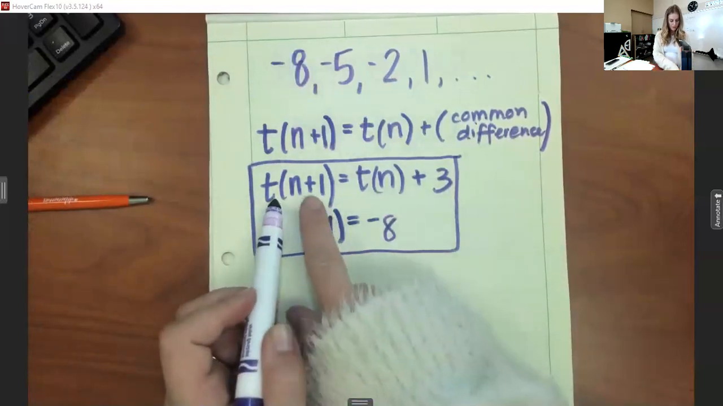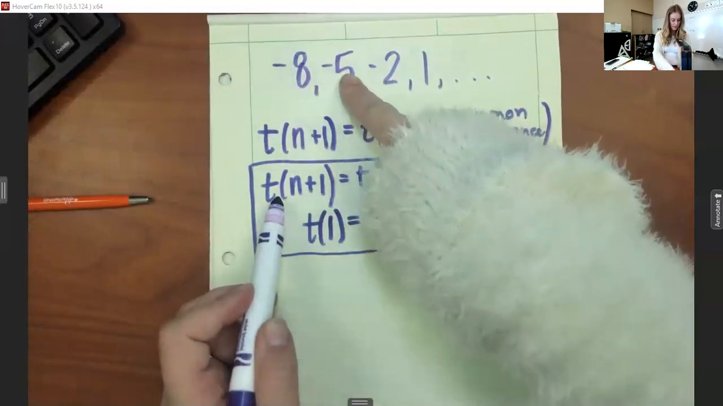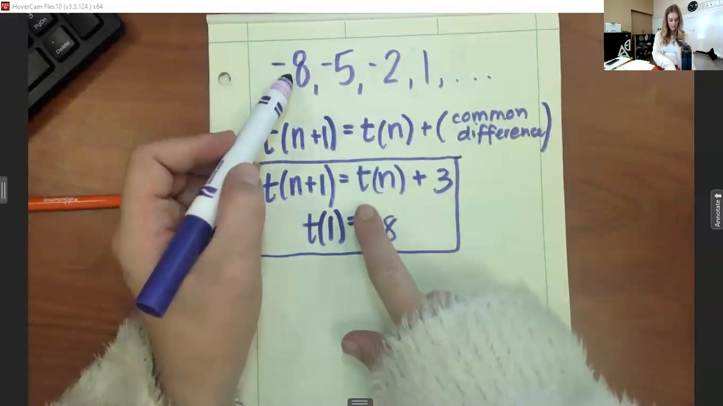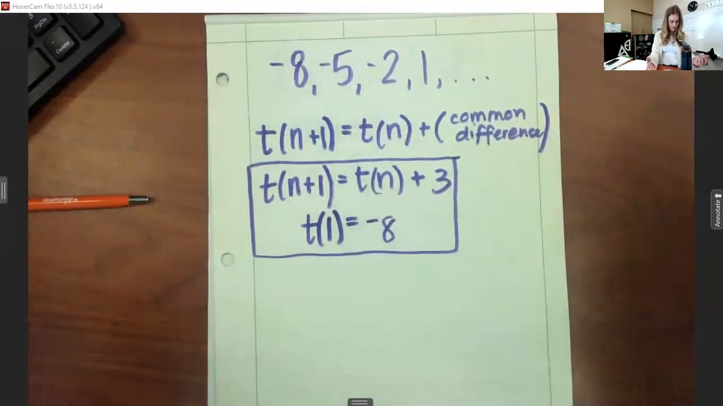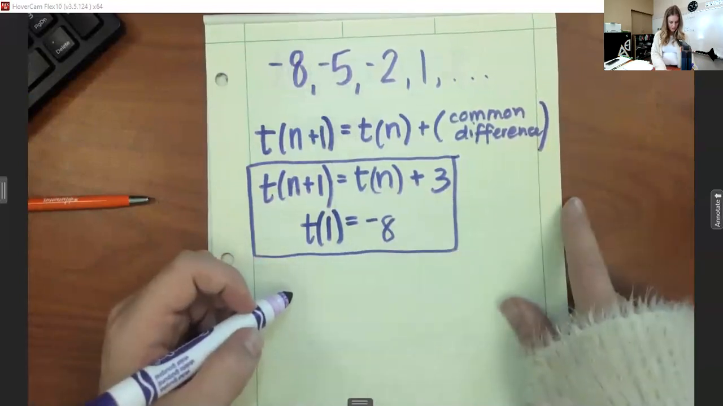You tell me about the next term, let's say -5. You have to take the previous term, -8, and add 3. And that'll help you get to -5. So, perfect.